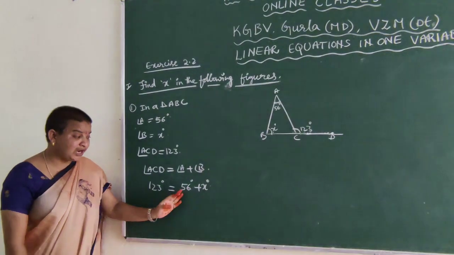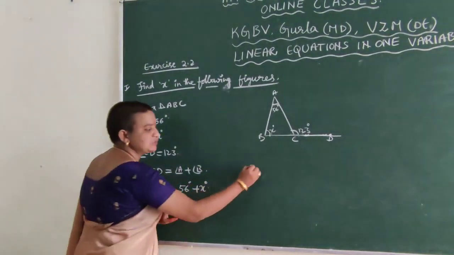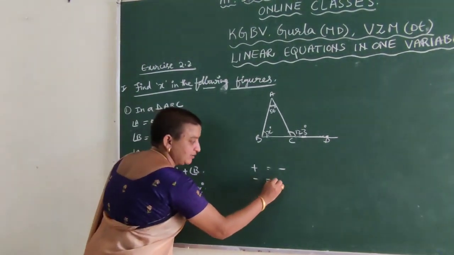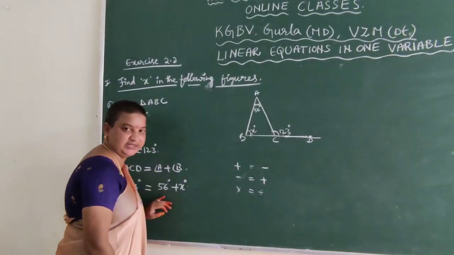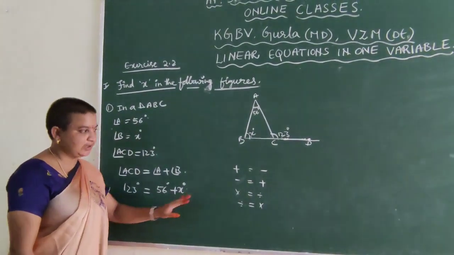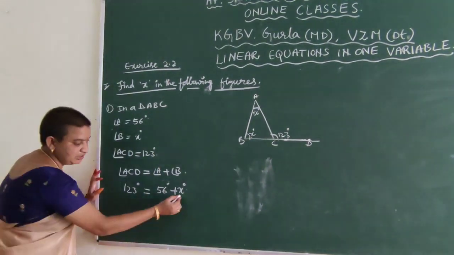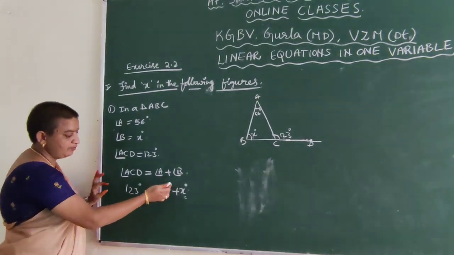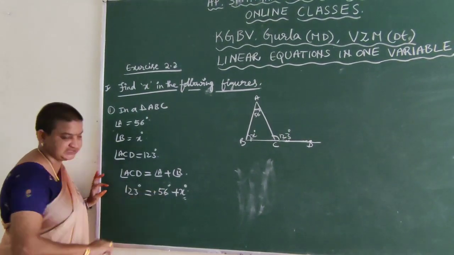Okay, we already know about transposing. If we transpose, a plus quantity becomes a minus quantity, a minus quantity becomes a plus quantity, a multiplicative quantity becomes a division quantity, and a division quantity becomes a multiplicative quantity. Here the variable is x, so we have to find the value of x. So the 56, before 56, we have the sign plus.